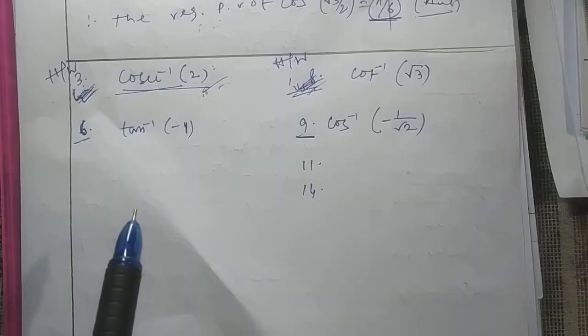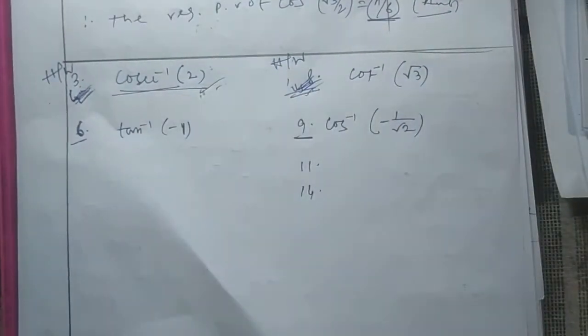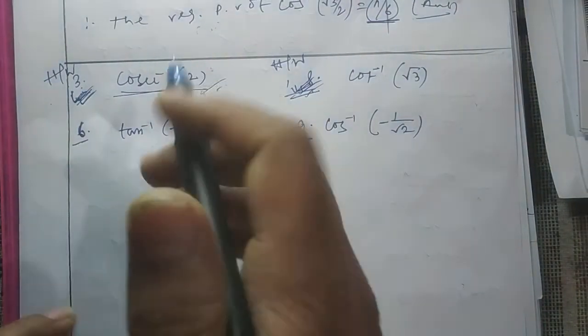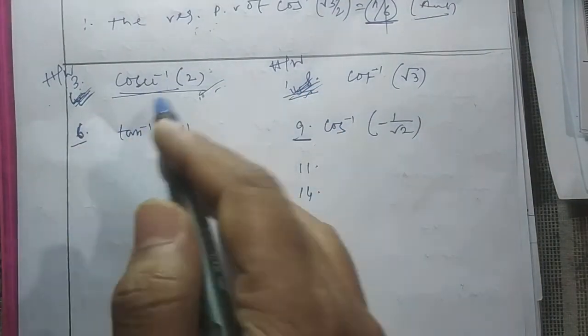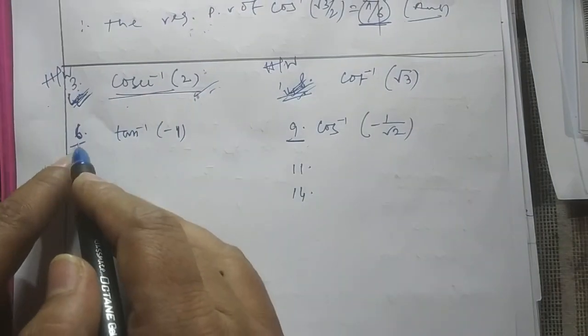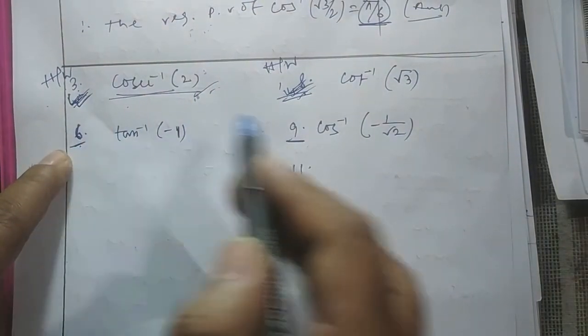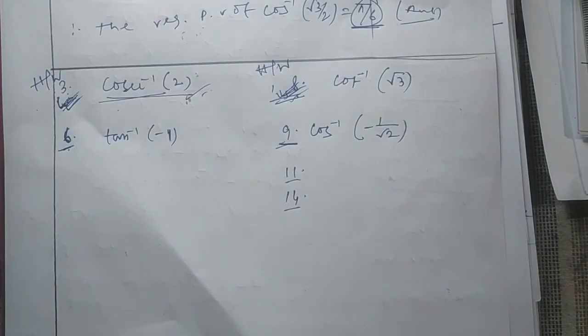Now let us come to the next questions to be practiced. In the similar manner, we have to find out PV for the following ITFs. Now here, I am skipping question number 3 and 8. They will be a homework. Now we shall be doing question number 6, 9, 11 and 14. Now let us solve them one by one.